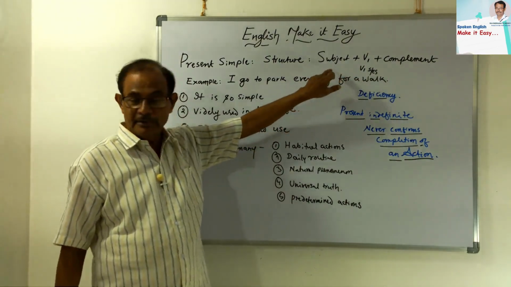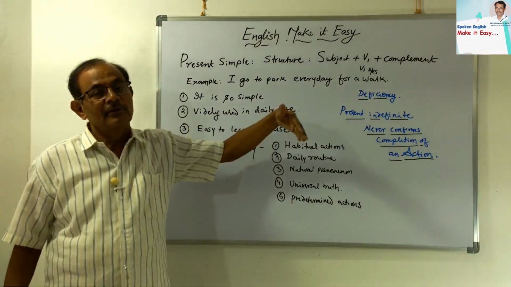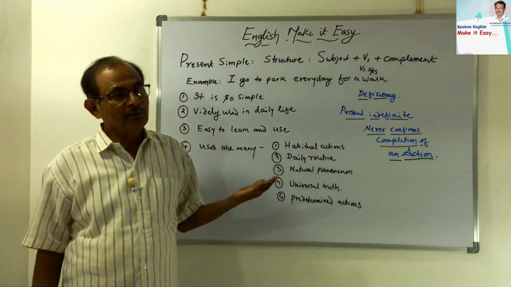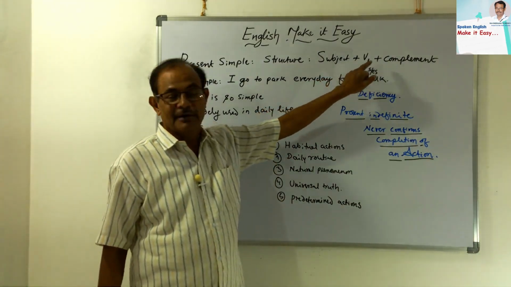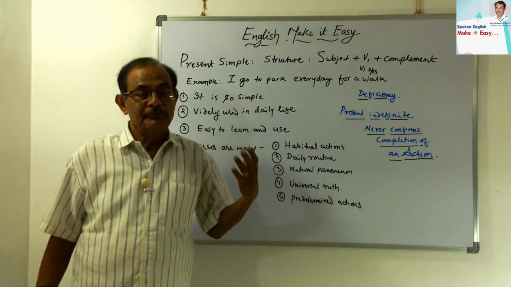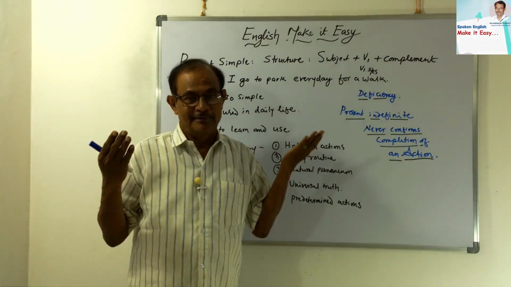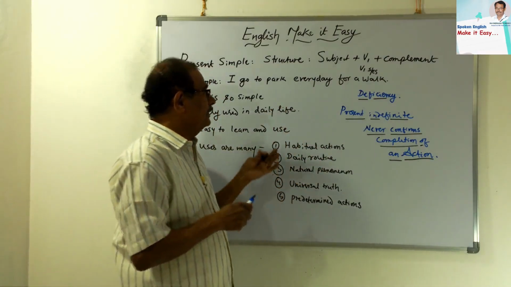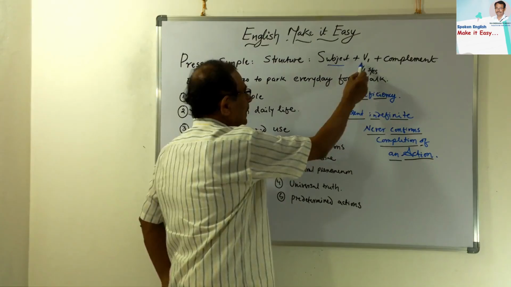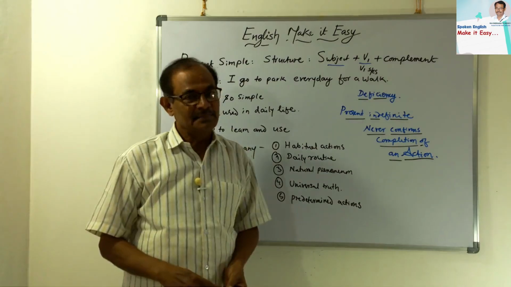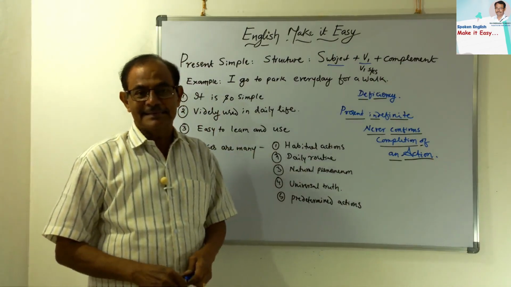We have to take the subject first. The subject can be either a proper noun or a pronoun. Then a V1, so you have to take the V1 form of the verb. Afterwards a complement. That's all. The structure is only subject plus V1. That is simple present or present simple. That is the structure.